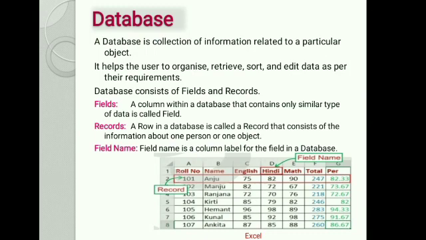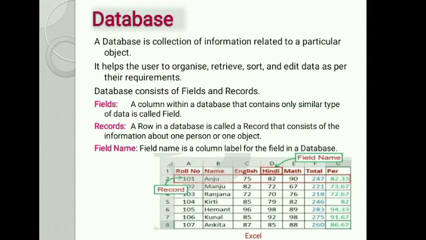Records. A row in a database is called a record that consists of information about one person or one object. For example, in the given figure, the data 101, Anju, 75, 82, 90, 275, 86.67. These are all the entries. 107, Ankita, 87, 85, 88, 260, 86.67 forms a record of Ankita.